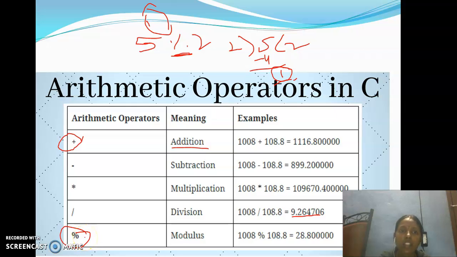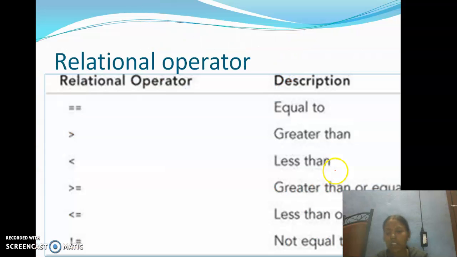So all these are the arithmetical operators: plus, minus, multiplication, division and modulus. That means division gives the quotient as the output, whereas the remainder will be given by the modulus. Now next we will discuss the relational operators. Relational operators are equal to, greater than, less than, greater than or equal to, less than or equal to, and not equal to.